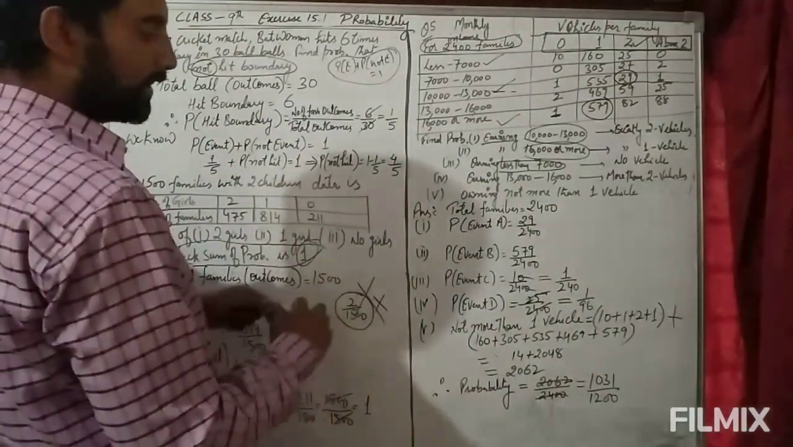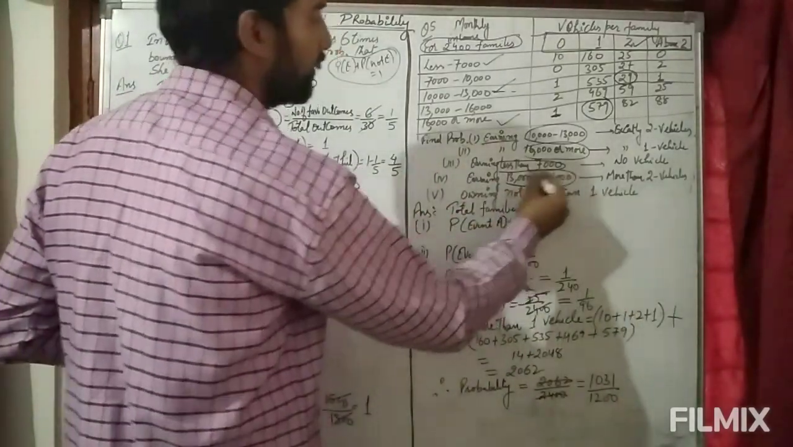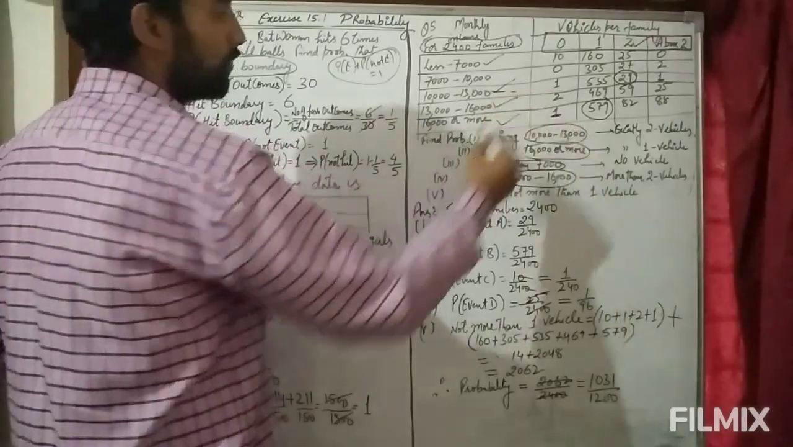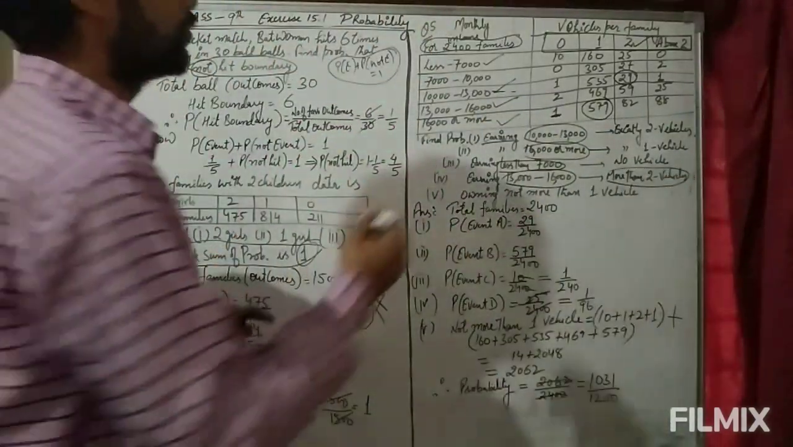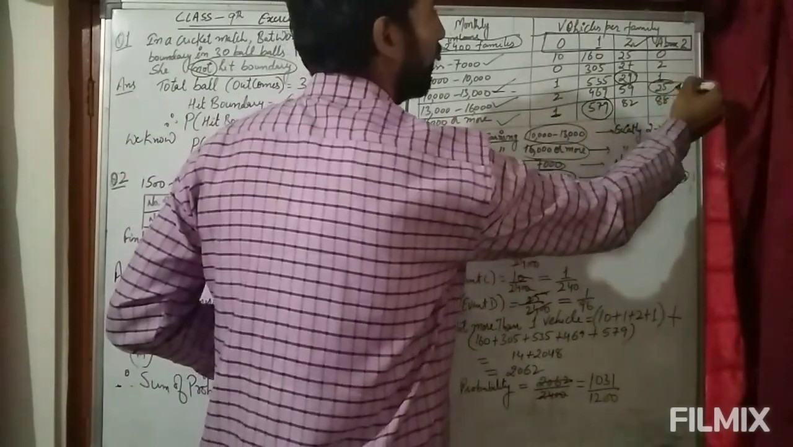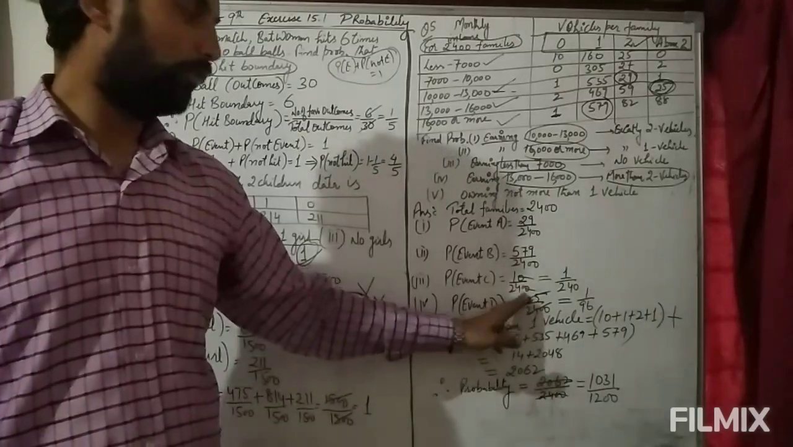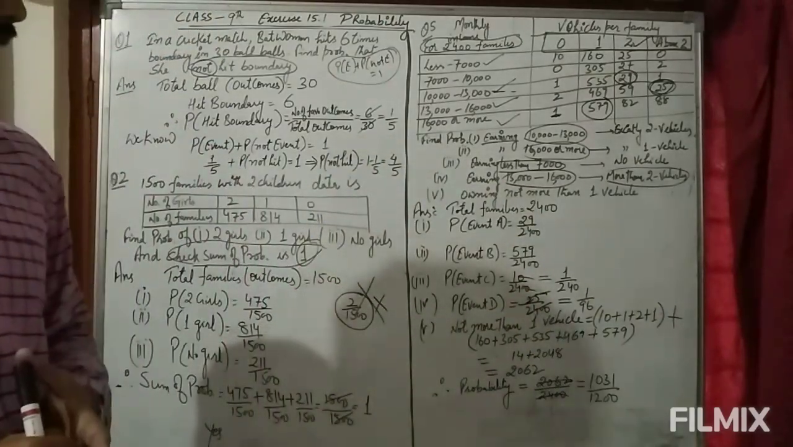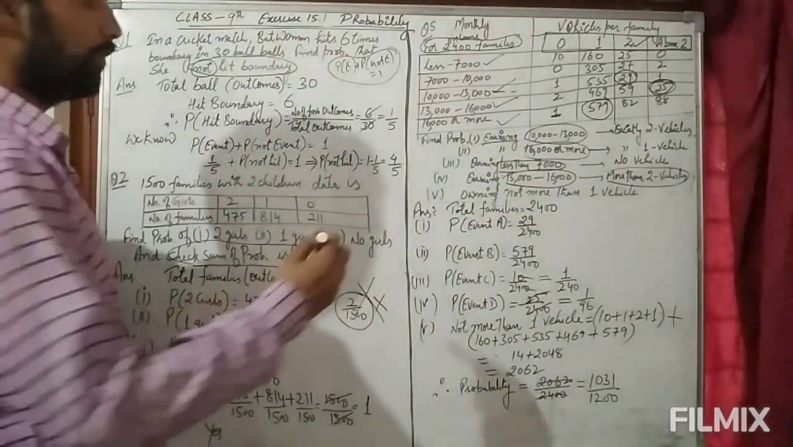Now the next event is earning between 13,000 and 16,000, and they want more than 2 vehicles. Check it out: more than 2. How many are there? 25. So what is the probability here? 25 upon 2,400. It becomes 1 upon 96. This last part is very important.